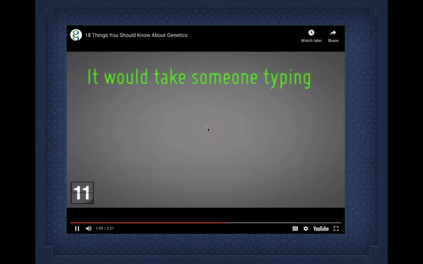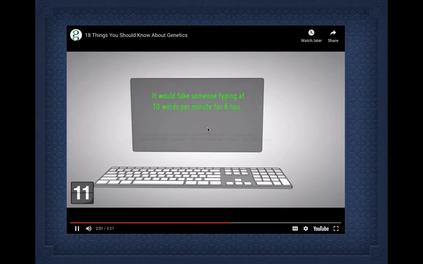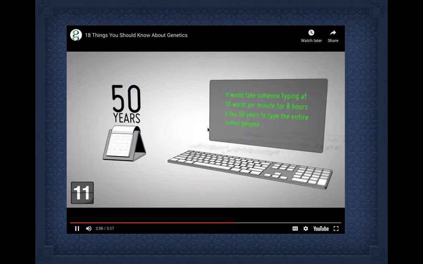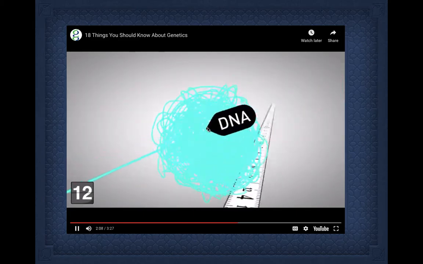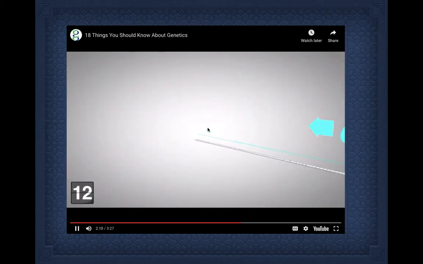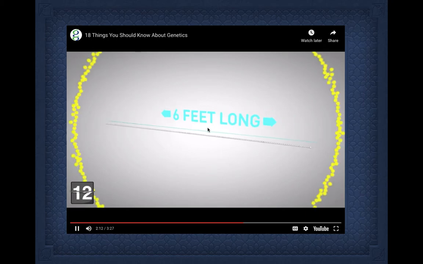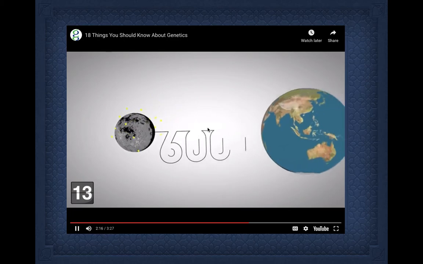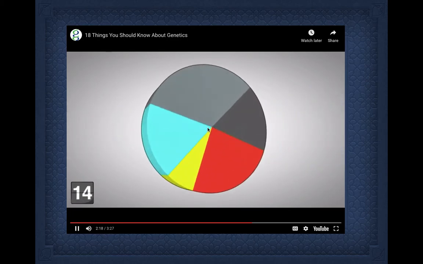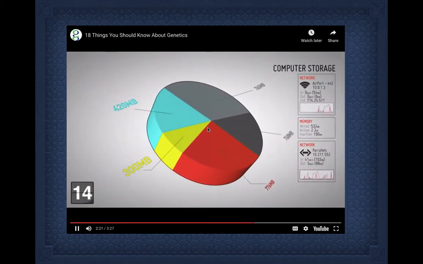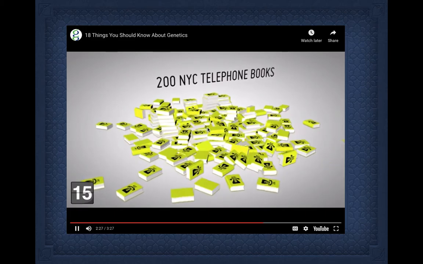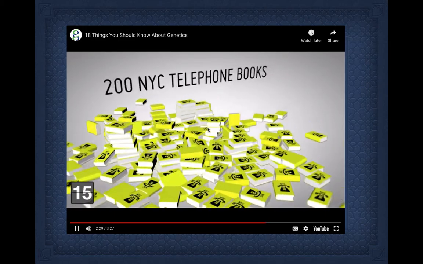It would take someone typing at 10 words per minute for 8 hours a day, 50 years to type the entire human genome. If you unwrap your DNA from one cell, it would extend more than 6 feet long. If you unwrap all of the DNA in all of your cells, it would reach the moon 6,000 times. All 3 billion bases of your genome would take 3 gigabytes of computer storage space. Your entire DNA sequence would fill 200 New York City telephone directories.